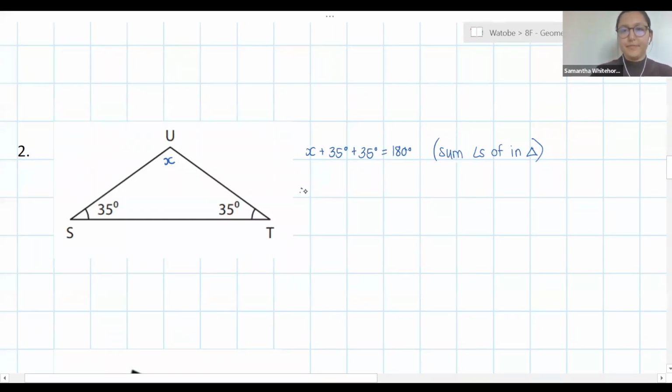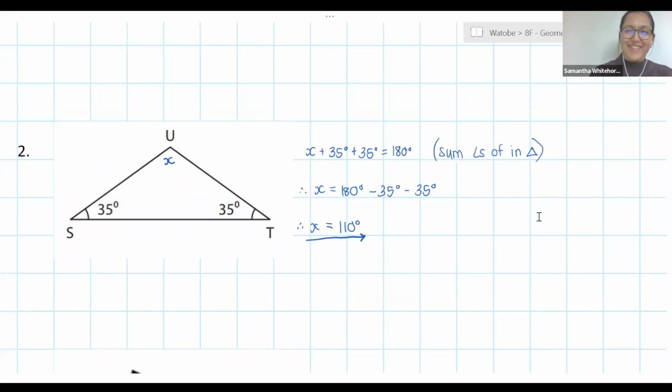x is equal to 180 degrees minus 35 minus 35. Good. And so what is x? x equals 110 degrees. Excellent, that's our answer, ma'am. Excellent. Well done. You nailed it.